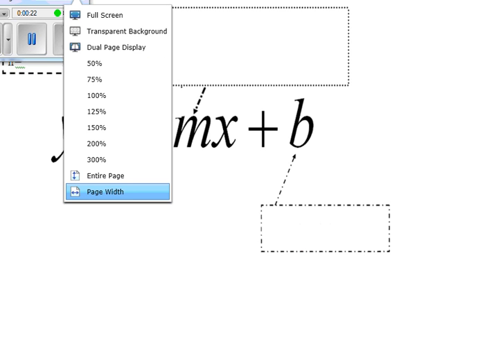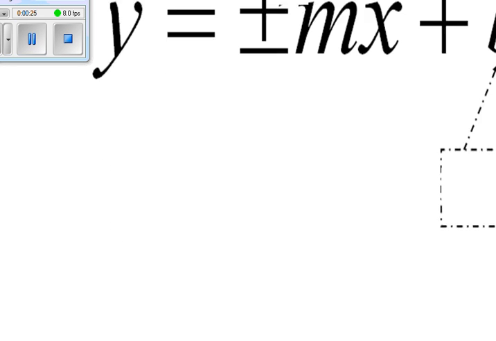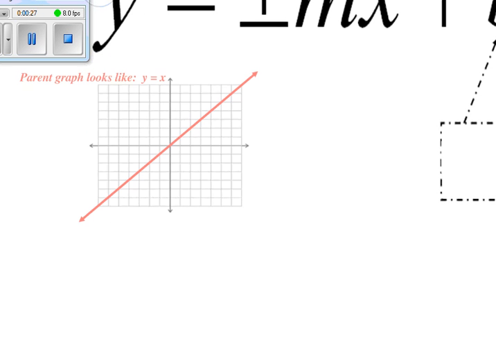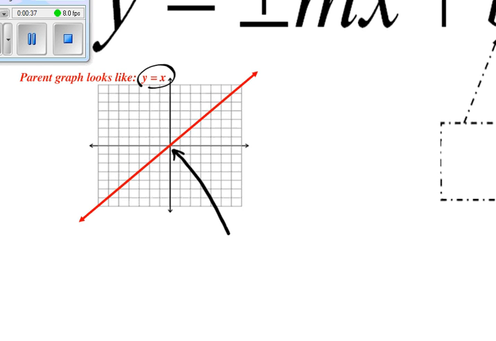So I'm going to blow this up just a little bit so that we can look at what the parent graph looks like. And the parent graph looks like this. Now, real carefully, this is y equals x, okay? Our y-intercept, or where we cross the y-axis, is (0, 0). And we want to look at the slope of this line. The slope of this line is 1 over 1, okay? It means we go up 1, right 1, up 1, right 1 as we move across the graph. This is very important information because we're going to look at that in terms of what the equation tells us.